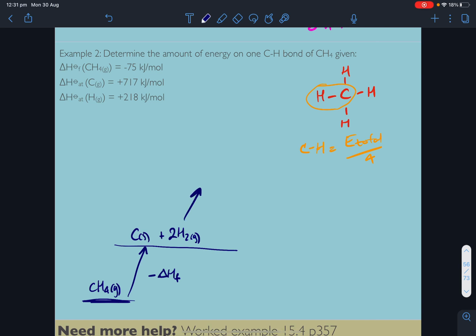And then we're going up to the heat of atomization. So we've got 1 carbon gas, and we've got 4 hydrogen gas, separated atoms. So this is going to be the heat of atomization of carbon, just 1 times that, plus 4 times the heat of atomization of H.